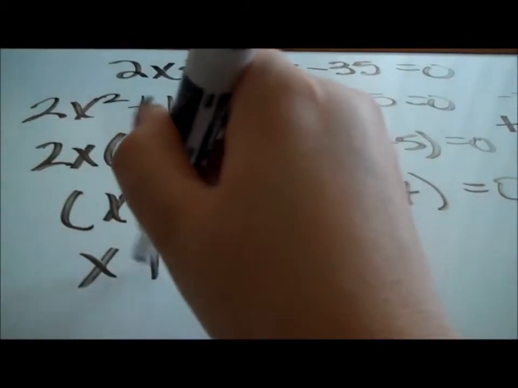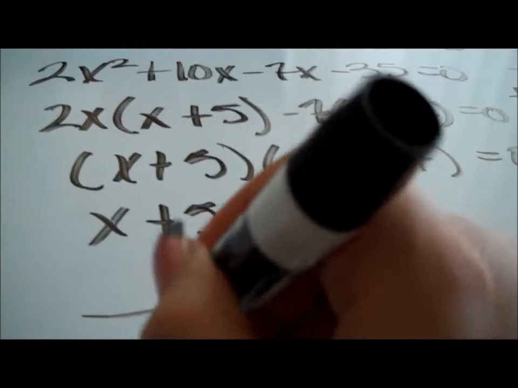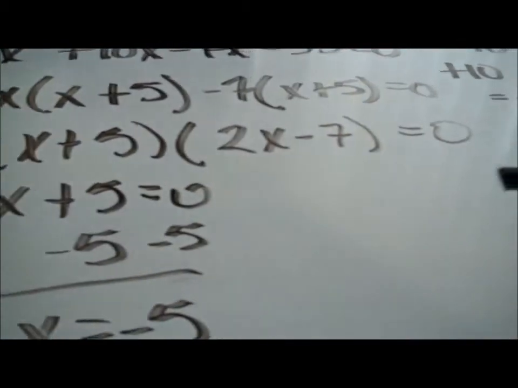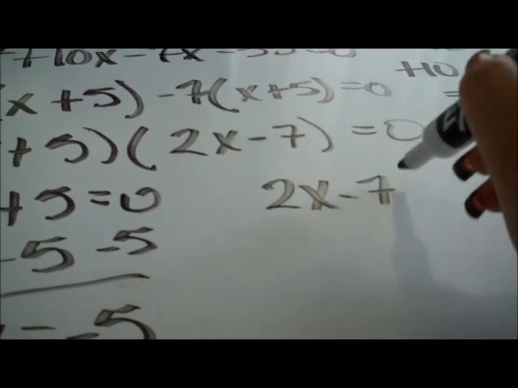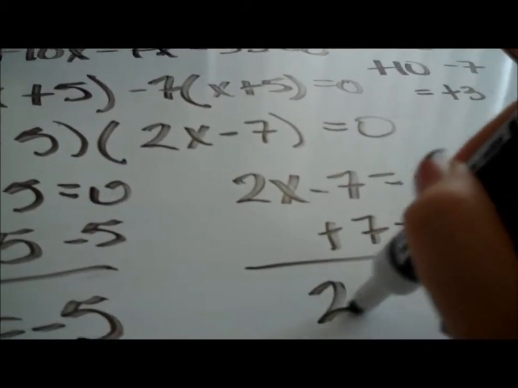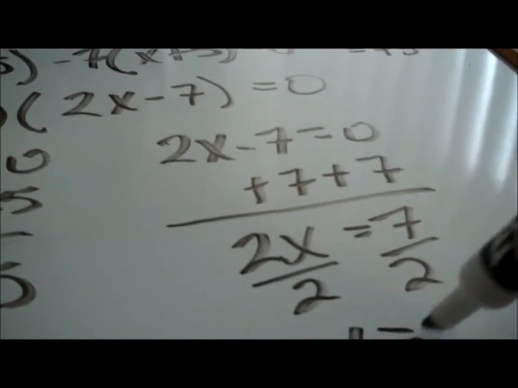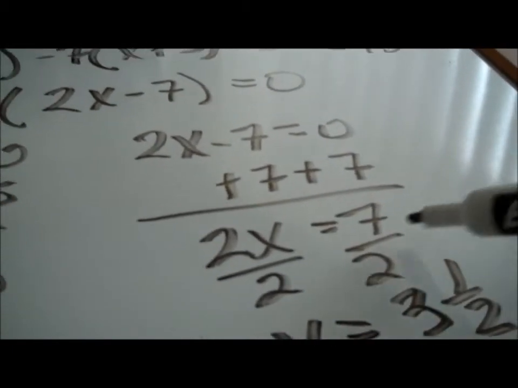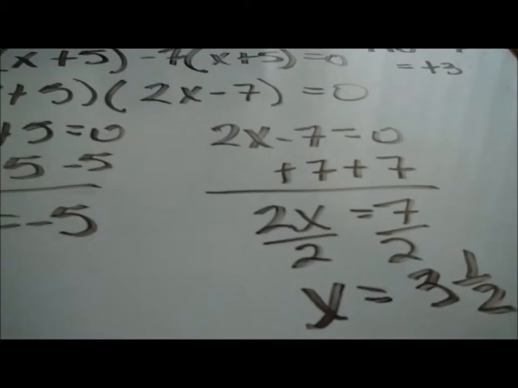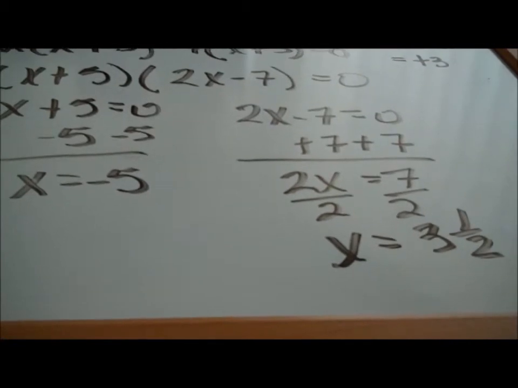So I have x plus 5 equals 0, minus 5 on both sides, and I get x equals a negative 5. 2x minus 7 equals 0. Add 7 to both sides. Divide both sides by 2. And I get x equals 3.5 because 7 halves is 3.5. So I have two values. I have a negative 5 and a positive 3.5.